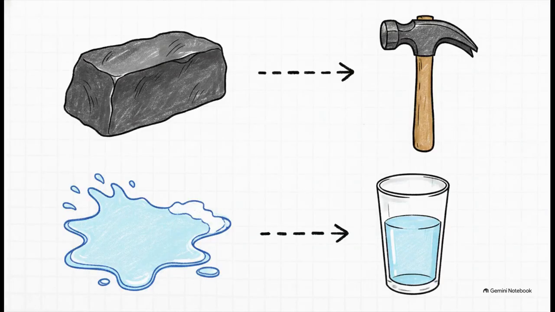So if literally everything is matter, where does the word materials come in? Well, materials are just specific forms of matter. We select these specific forms to make useful objects because of their unique properties, like, you guessed it, their solubility, mass, or volume. A blob of iron and a pool of water are both matter, but we choose them as materials for entirely different jobs based exactly on how they behave.